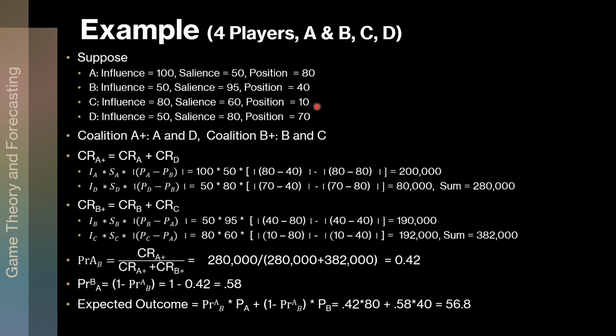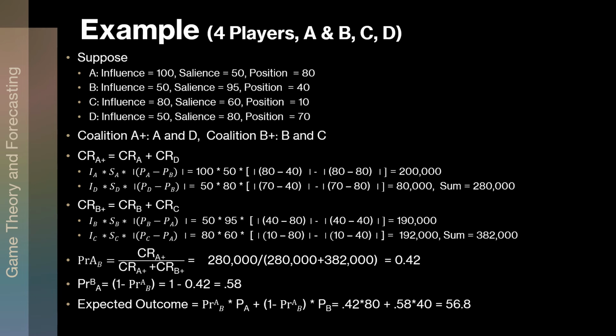C's almost an extremist. The scale only goes from 0 to 100, but 40 is closer to 10 than 80 is. So C is going to be on B's side. So those are our 2 coalitions. Now, we want to calculate the conflict resources of each coalition.